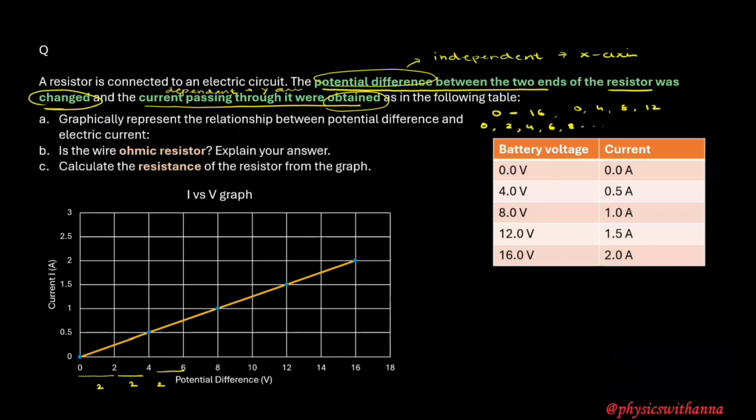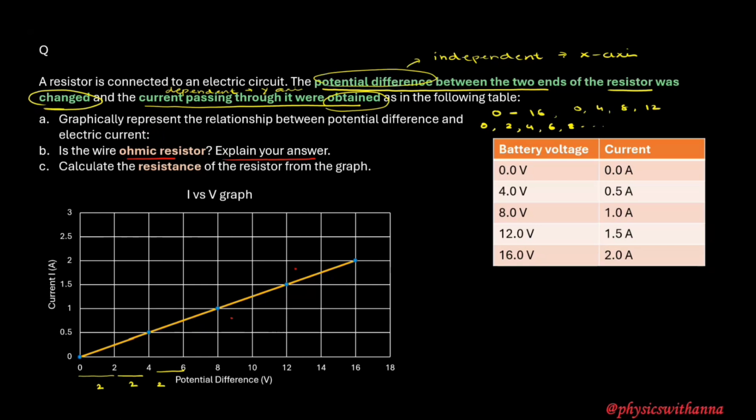After we plot the points, we draw the line of best fit. The line of best fit is the line that passes closer to the majority of the points. In my graph over here, it passes through all of them because it is a linear graph. Even if there was an outlier, even if one of the points were outside of this line, it's okay, but you have to make sure that the line passes close to the majority of the points. So this is how we plot the graph of the readings given to us. Next, in the question they are asking you, is the wire an ohmic resistor? Explain your answer.